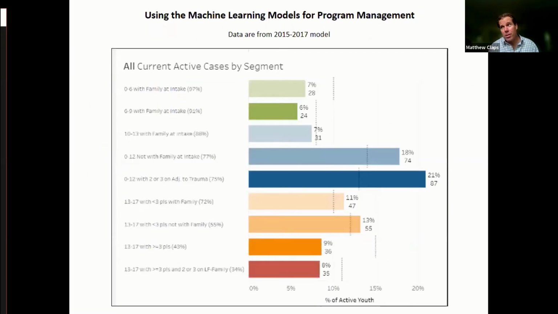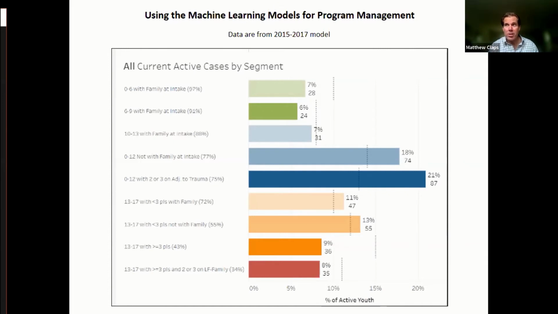And then this report, what we call our data trends report, this is just a snapshot, giving us some insight into what our current caseload distribution looks like across all of our programs. And so on the left-hand side, you'll see the various clusters. This is actually a previous model. This is our data from 2015 to 2017.